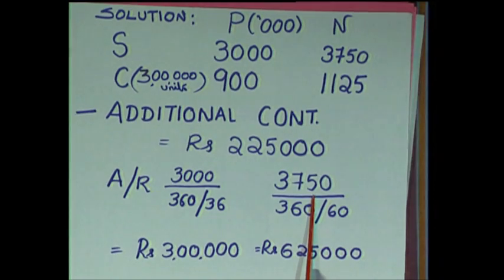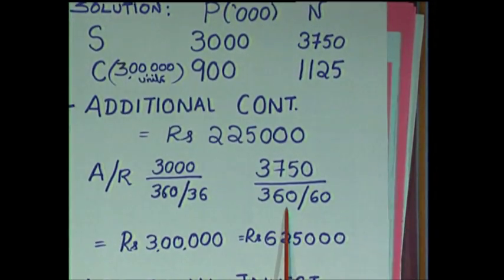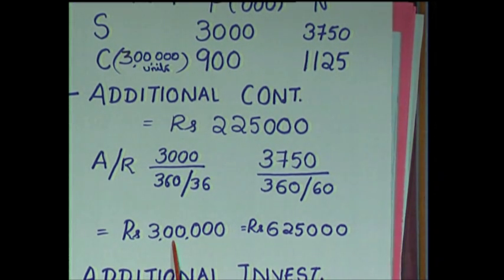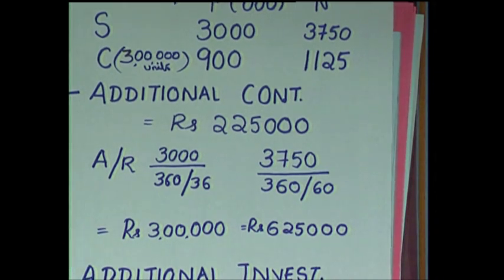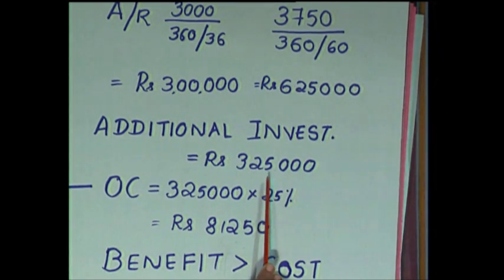Now, coming to the new policy, your sales are 3750 followed by 3 zeros divided by, now the collection period is 60. So, 360 divided by 60 is 6. When you calculate this, you are going to get 6,25,000. Earlier debtors were 3 lakhs, now it is 6,25,000. That means your additional investment in the debtors is 3,25,000. This refers to blocking of funds.